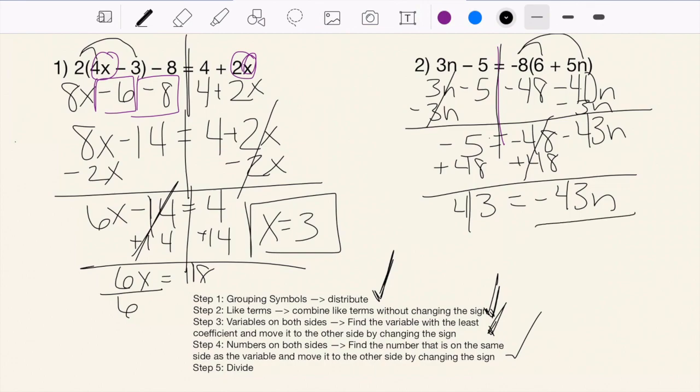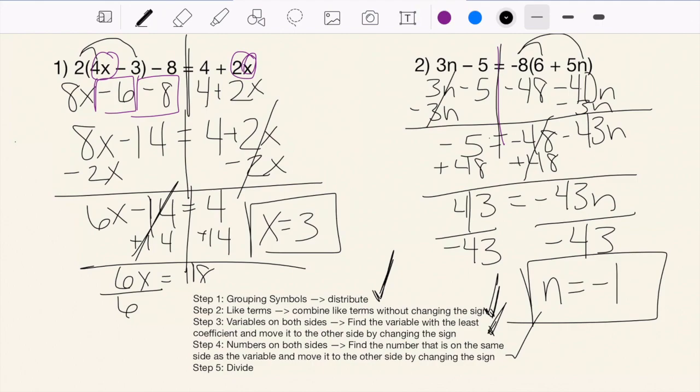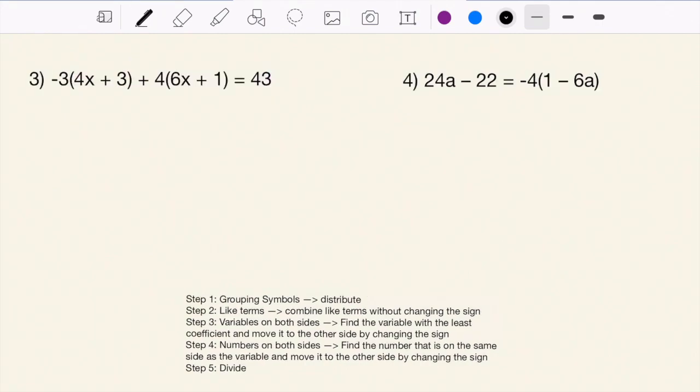And then our last step is to divide. Divide both sides by -43. And we should get n equals -1. So try these next 2 practice problems on your own. All right, so with these ones, again, they're a little more complicated, but the same 4 steps.